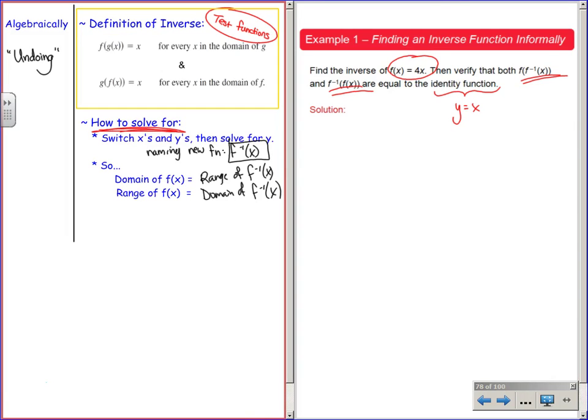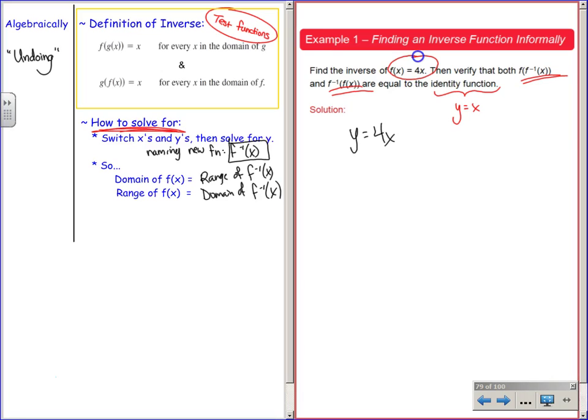Switch x and y. Wait, there is no y. Okay, so maybe what should be our first step? Rewrite it with a y. Now what? Well, we might get confused a little bit. Let's call him f, just to remind us. But now we switch x and y. And as soon as we switch x and y, now we're talking about the inverse.